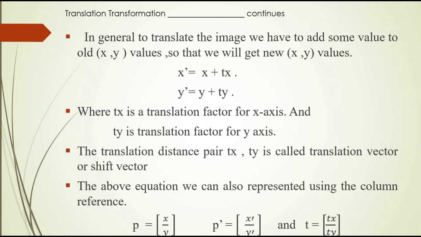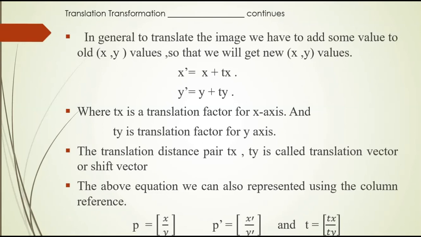So whenever we add tx and ty to the original coordinate, we get the translated position. So x dash is equal to x plus tx, and y dash is equal to y plus ty, where, as we know, tx is the translation factor for the x axis and ty is the translation factor for the y axis. The translation distance pair tx and ty is called the translation vector, or the shift vector.